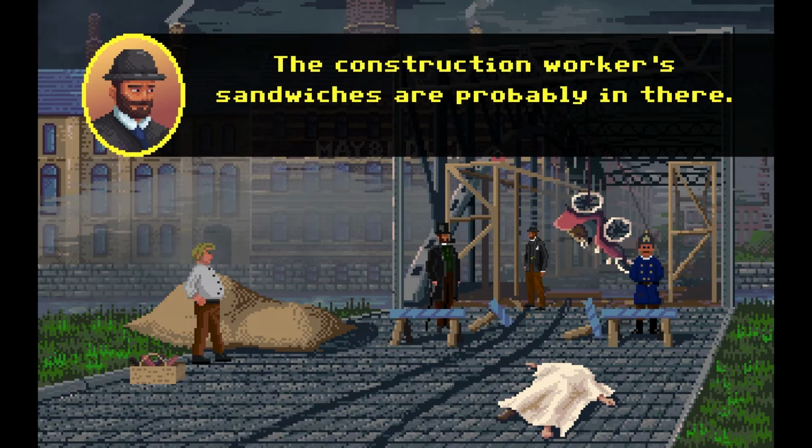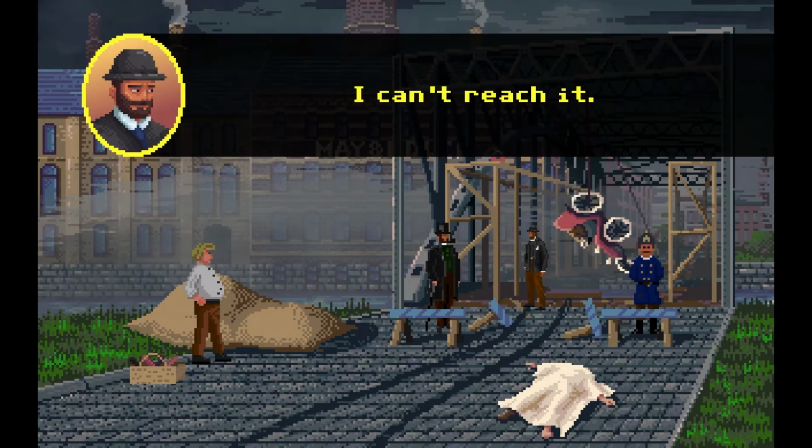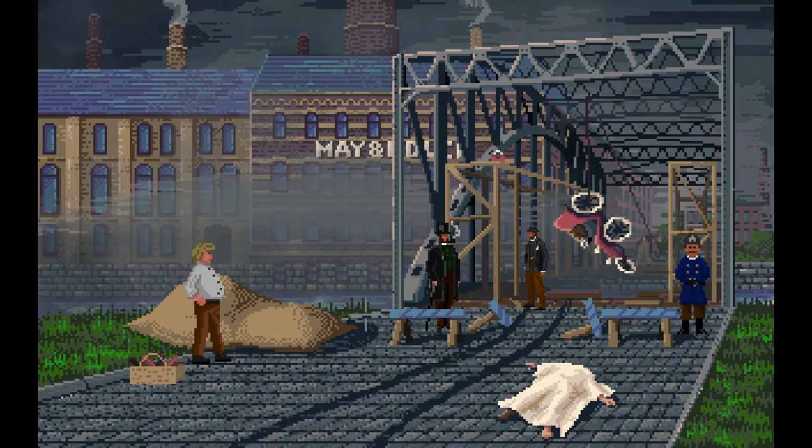The construction worker's sandwiches are probably in there. Oh. But we can't reach it. How are we gonna... Do you have a ladder? I feel like this guy's just for clues, so I don't wanna give everything away until I've looked everywhere.